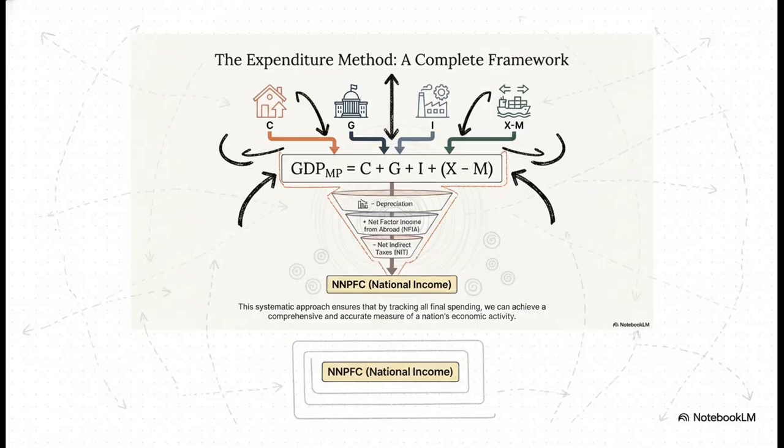So let's take one last look at the whole blueprint we just put together. It all starts with those 4 simple pillars of spending, up at the top. They combine to give us that initial GDP number. Then we run it through that series of logical adjustments for depreciation, for foreign income, and for taxes to refine it into our final sophisticated measure, national income. It's a really powerful journey, from simple spending to the economic life of a nation.